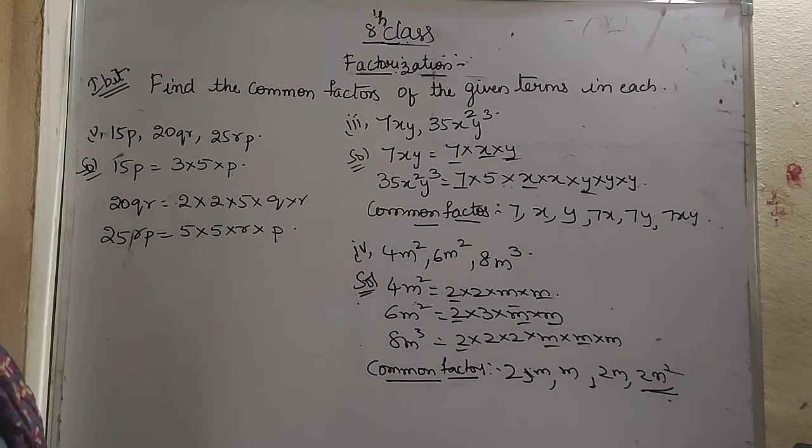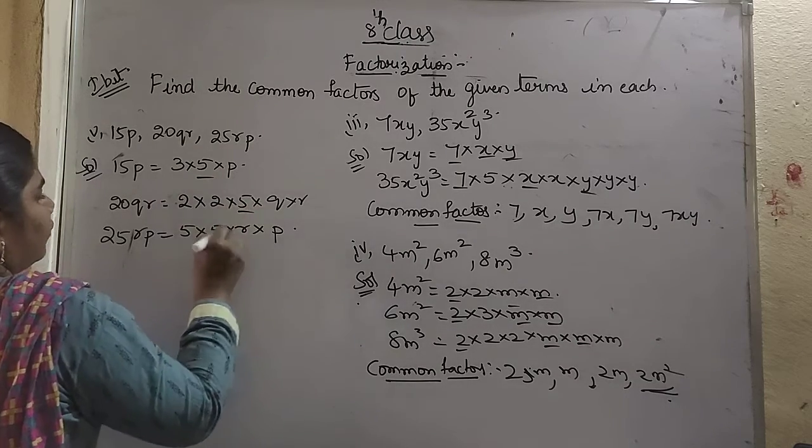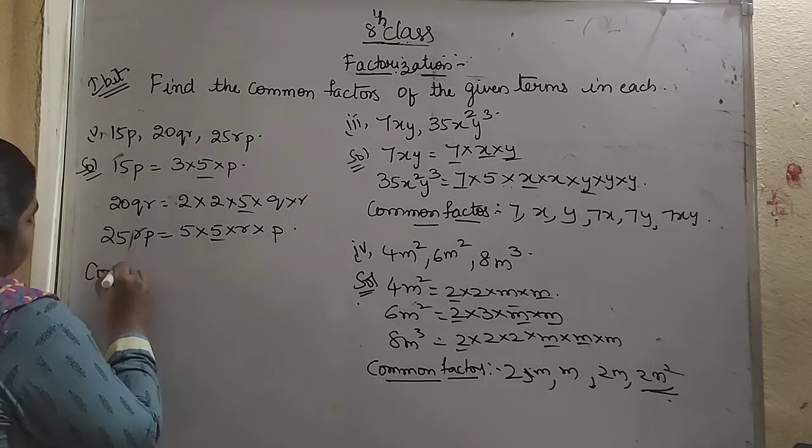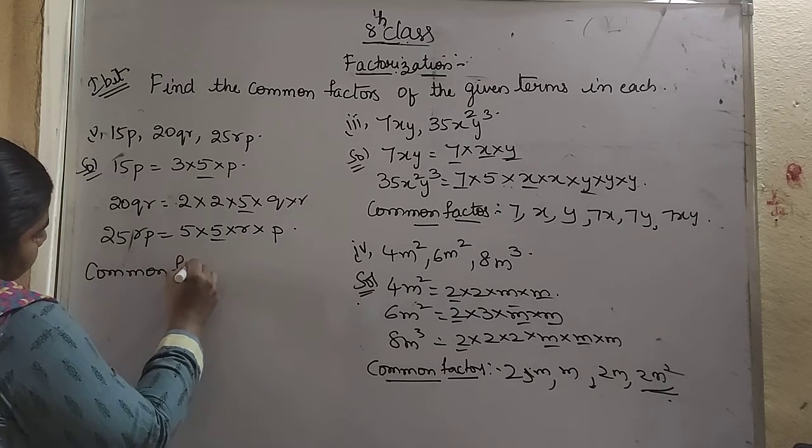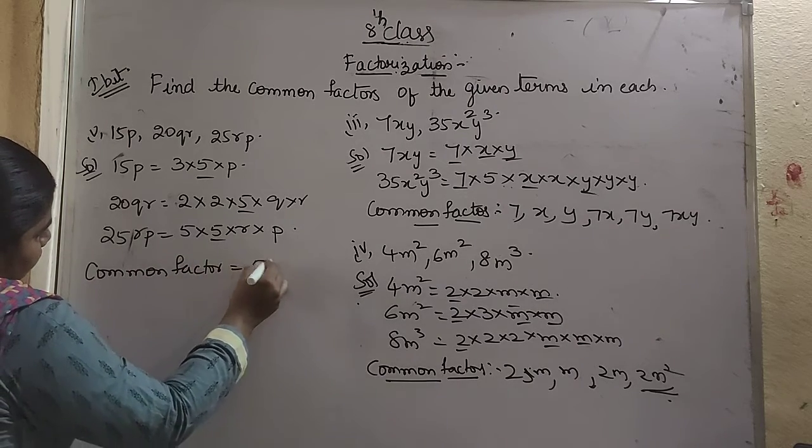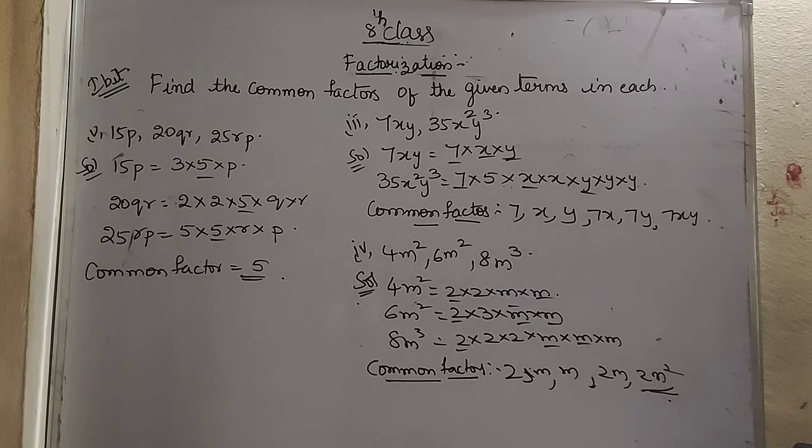So what are the common factors here? Only 5 is a common factor. So the common factor is 5. So this is our fifth bit. And next one, the sixth bit.